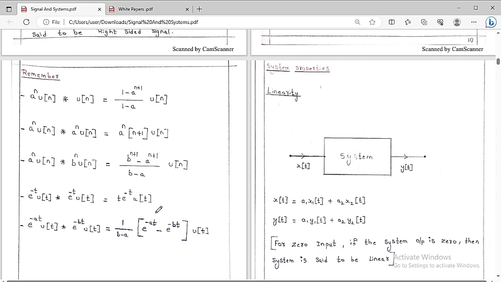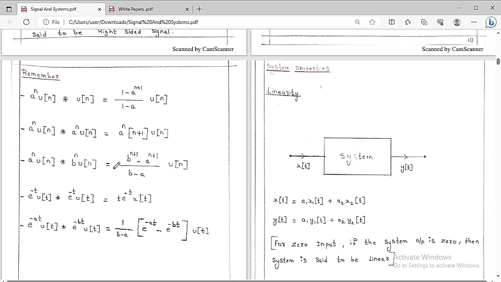Similarly, a to the power of n u of n convolution of b to the power of n u of n is equal to (b to the power of n plus 1 minus a to the power of n plus 1) by (b minus a) into u of n. Similarly, e to the power of minus t u of t convolution of e to the power of minus t u of t is equal to t into e to the power of minus t into u of t. Whereas e to the power of minus at u of t convolution of e to the power of minus bt u of t is equal to 1 by (b minus a) into (e to the power of minus at minus e to the power of minus bt) into u of t.